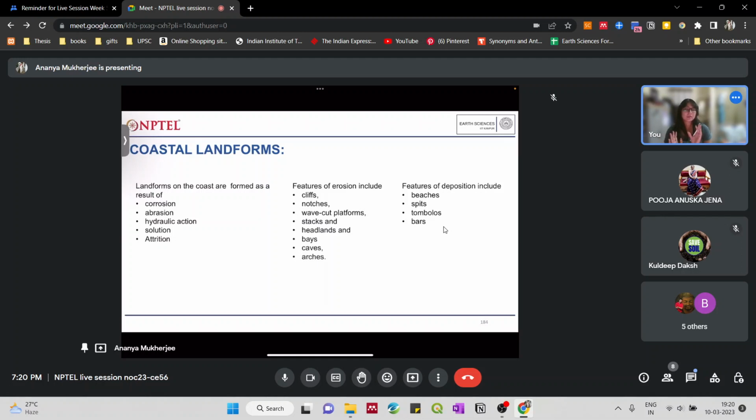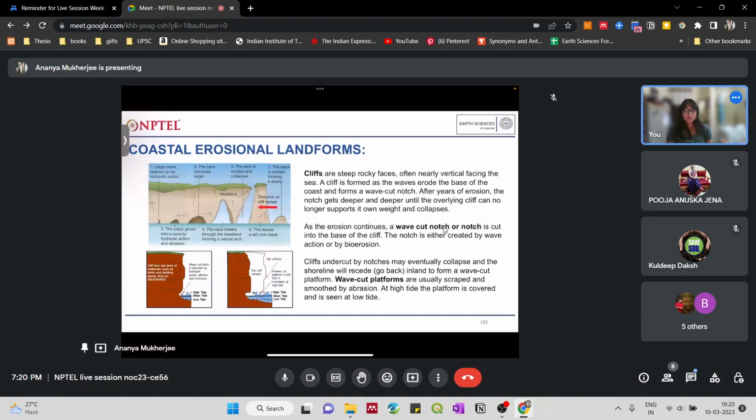You can have erosion as well as deposition. Some of the erosional features are cliffs, notches, caves, then you have arches, and for depositional features, you mostly have beaches and spits. These are depositional landforms made by the coastal geomorphological processes. So first we come to the erosional landforms.